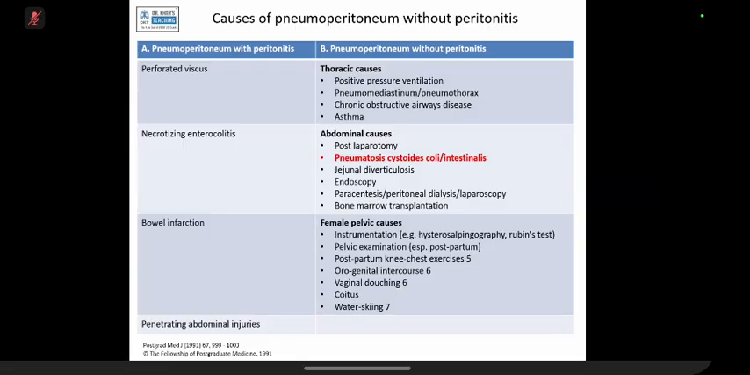So there are many things in which there can be pneumoperitoneum without peritonitis, benign. And there is a list here: thoracic causes, abdominal causes, pneumatosis cystoides intestinalis is one of them. There are some others, and there are female pelvic causes, even instrumentation like hysterosalpingogram, et cetera. So this concept is very important to remember. So let's go back to the cases.